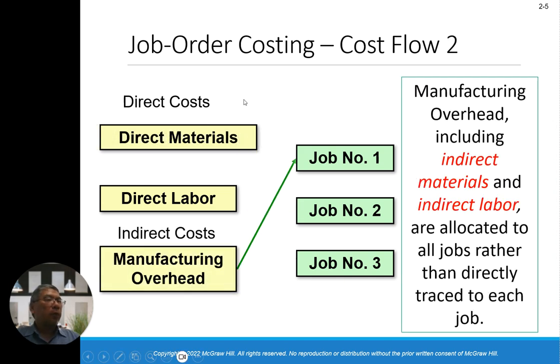For the job cost flow, there is job number 1, number 2, and number 3, as well as an indirect cost, the manufacturing overhead, that goes to job number 1, job number 2, and job number 3. What is manufacturing overhead? This includes indirect materials and indirect labor that are allocated to all jobs rather than directly traced to each job.